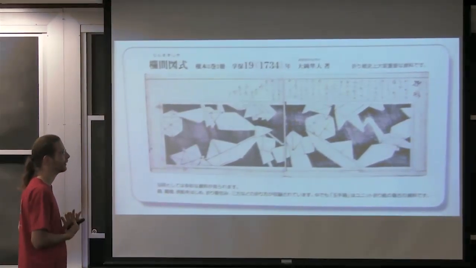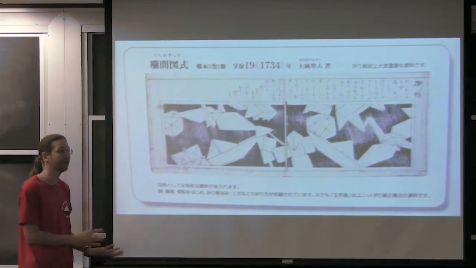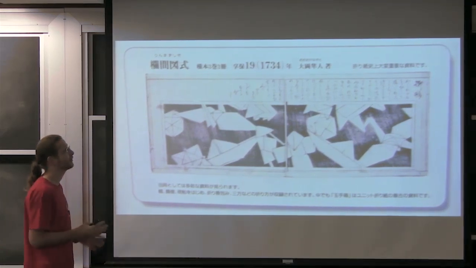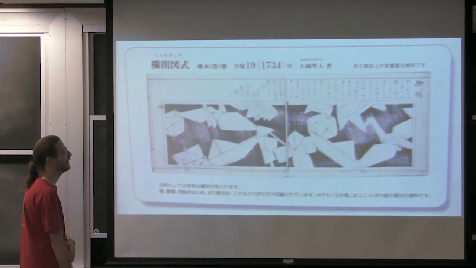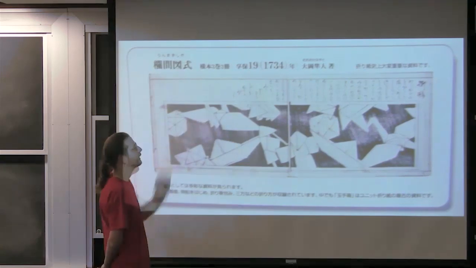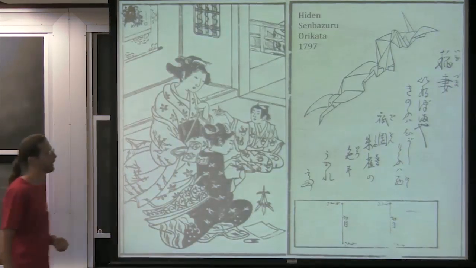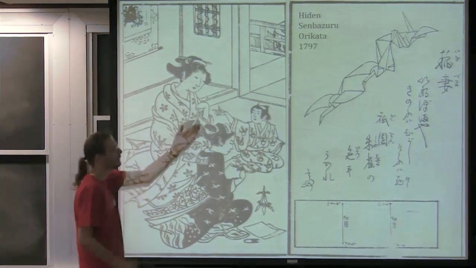All the classic models were out there. We don't know how far back it goes. It could be as early as when paper was invented, which is like 50 AD. Somewhere between 50 and 1734, origami really hit it big. But that's a big range. But I wanted to show this because of the cranes. And one way to combine multiple parts together is to combine multiple cranes together.